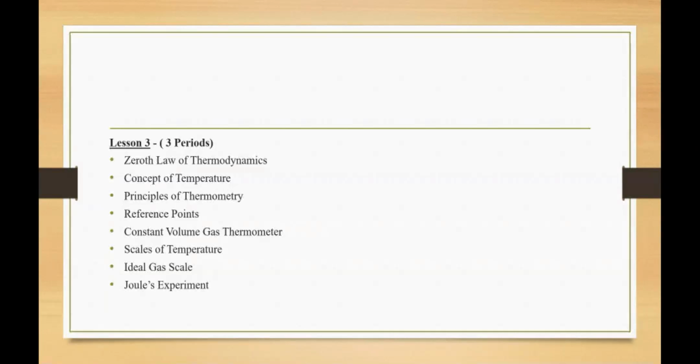I have completed lesson 2. So in lesson 3, we have learned 5 different non-flow closed system processes: constant pressure, constant volume process, constant temperature process, adiabatic process, and polytropic process. Correct? I guess everyone is clear with these 5.